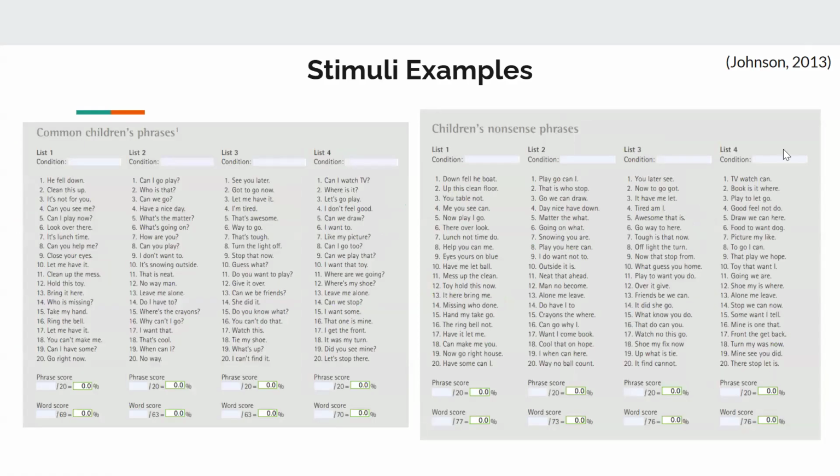And these are examples of the stimuli used. So this includes common children's phrases and children's nonsense phrases that can be used when performing the FLE.